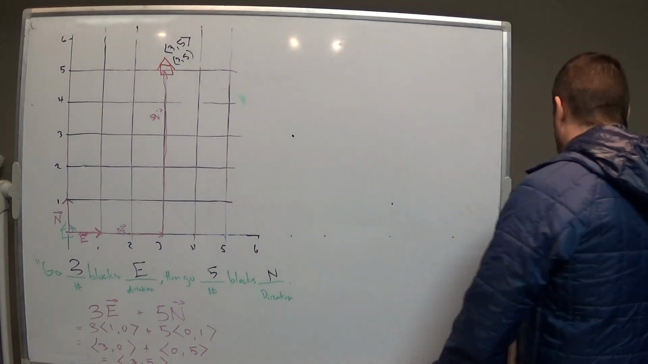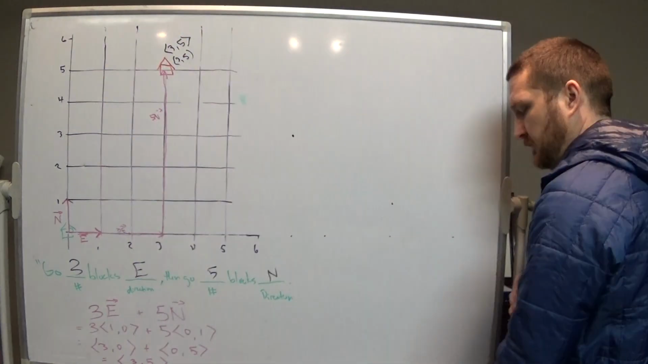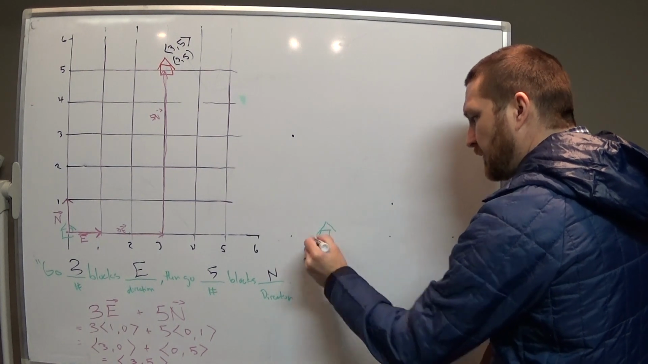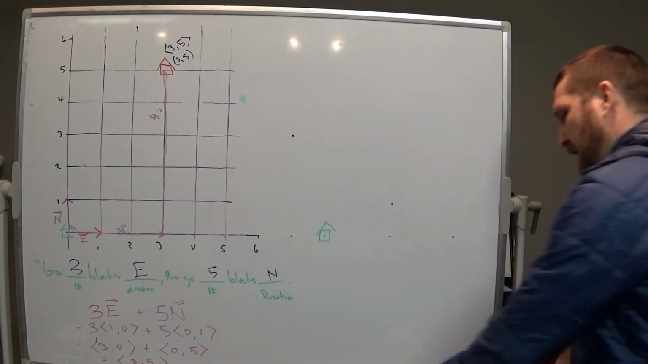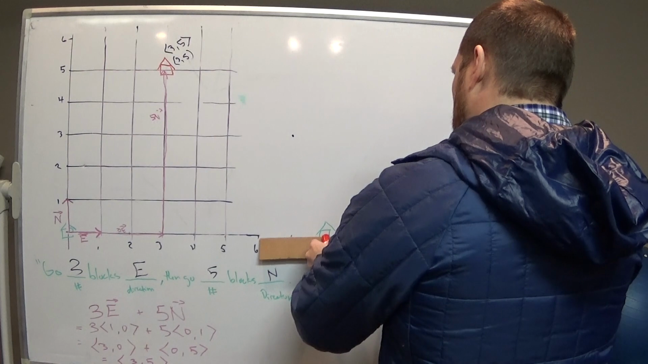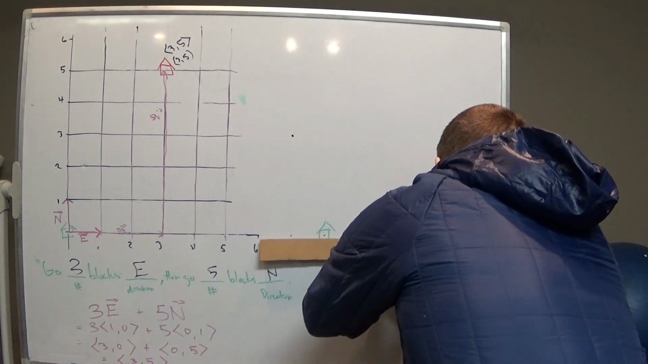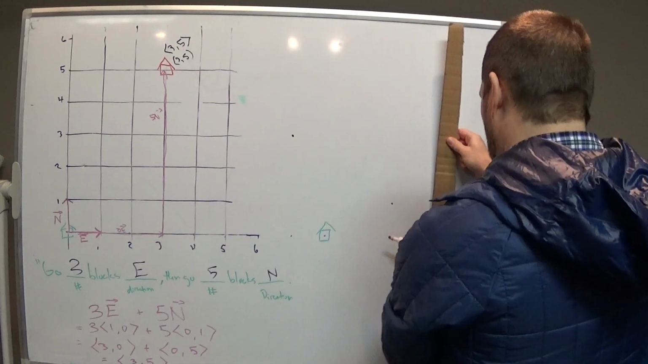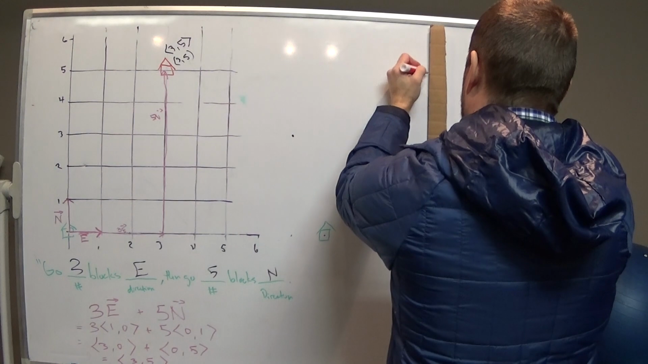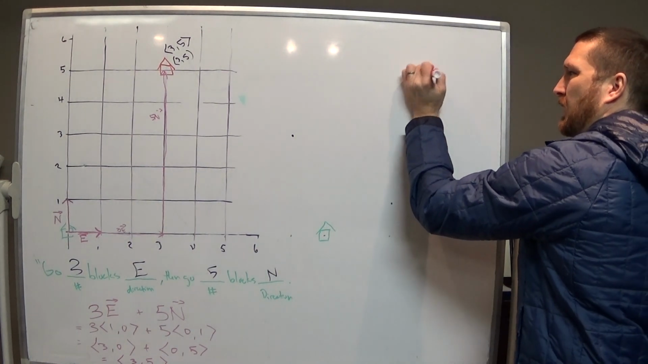Now, let's do this. What I've done here is I've taken the grid out, but I've left some interesting points. This point is where the greenhouse is. And I didn't do a point where the red house was. It was at 3, 5. So I'm going to go over from the origin, 1, 2, 3, and I'm going to go up 5, 1, 2, 3, 4, 5. This point here is where the red house is.